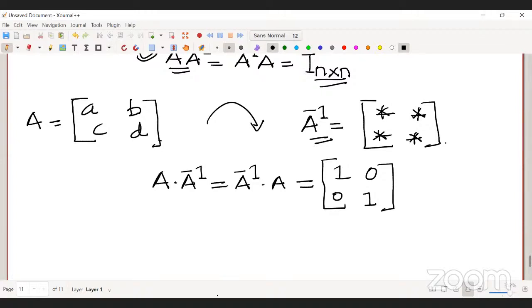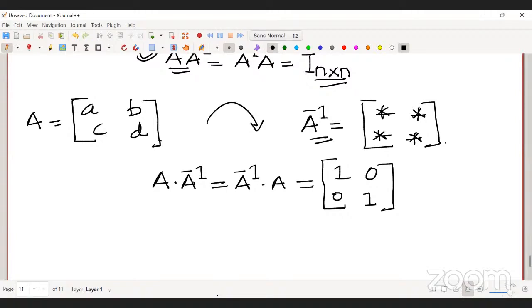So this is only applicable for n cross n matrices. Correct, because actually we can only talk about the inverse of square matrices. And one more condition is that the determinant of the matrix has to be non-zero. Otherwise it's not possible to find the inverse of a matrix.